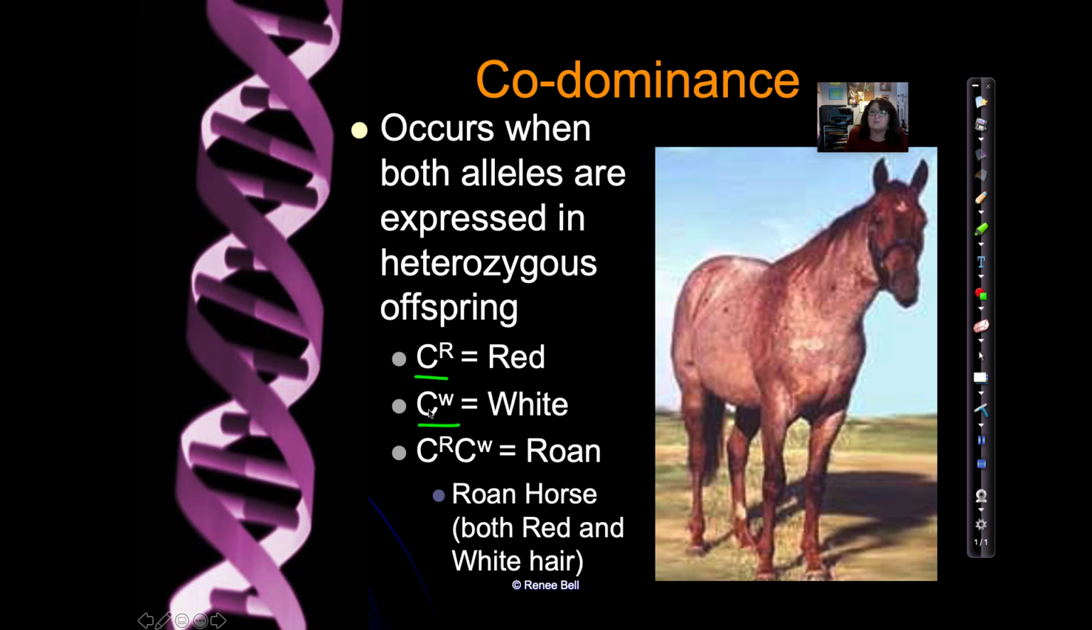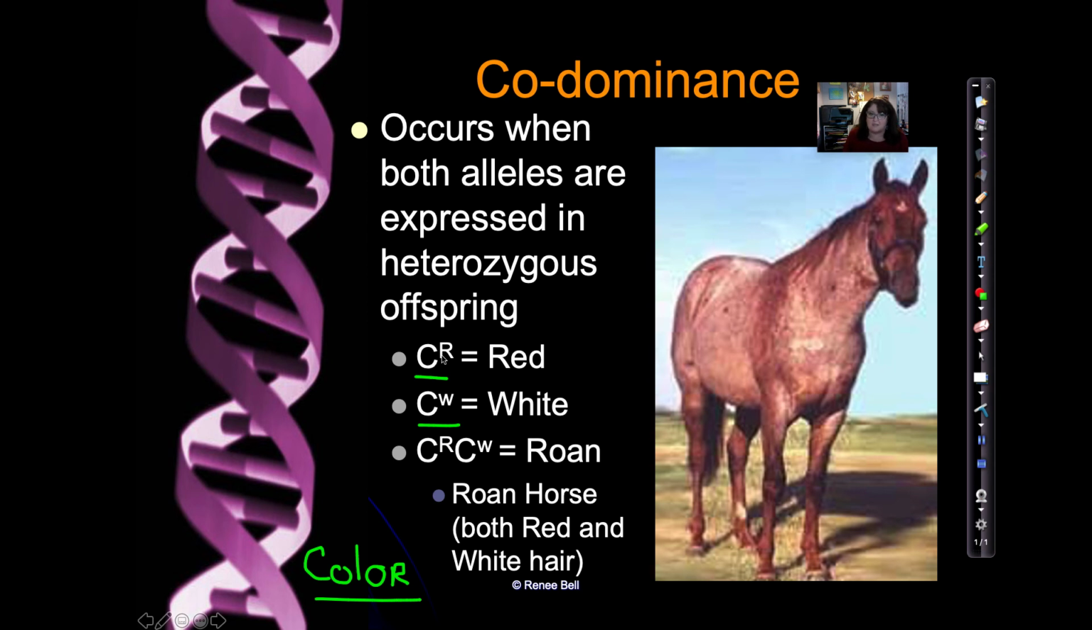So why did I use a C to do that? Well, the C is for color, because that's really what we're looking at here, the color of the horse. That's really hard to do with a mouse, by the way. Okay, so what we're seeing here is the color of the horse. So C stands for color.